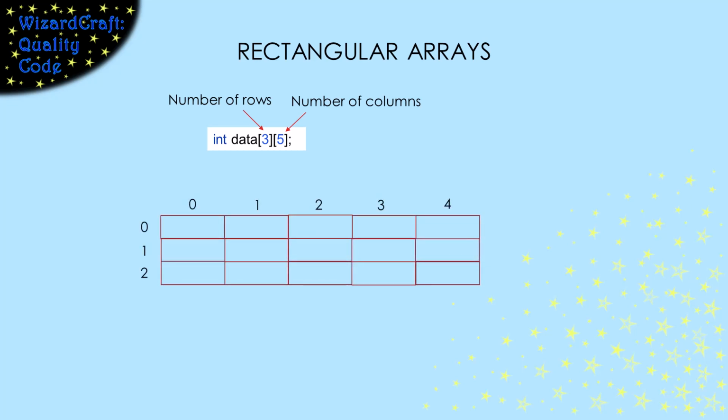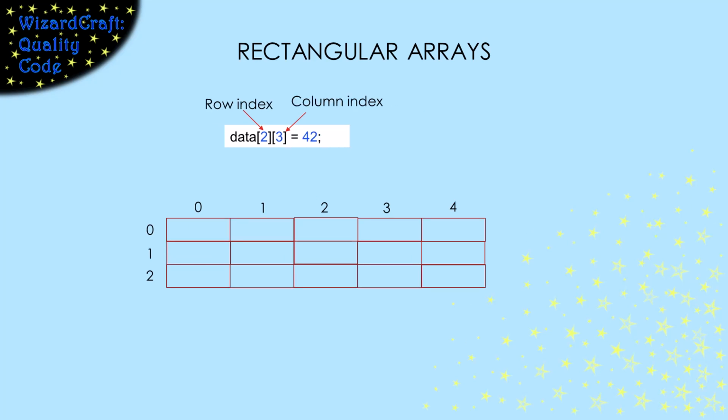The rows and columns are numbered from 0, just like our one-dimensional arrays were numbered. We can index any individual position in the array by specifying its row and column. So this assignment statement will put a 42 in the position in row number 2 and column number 3.